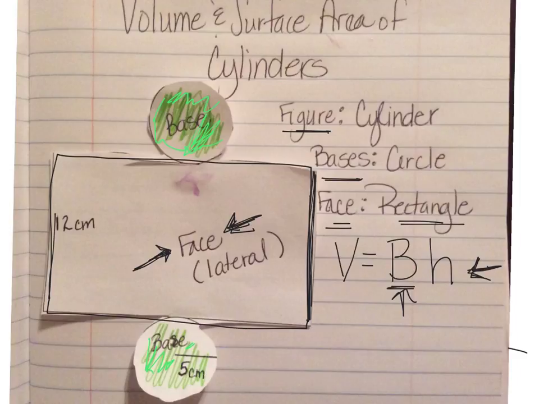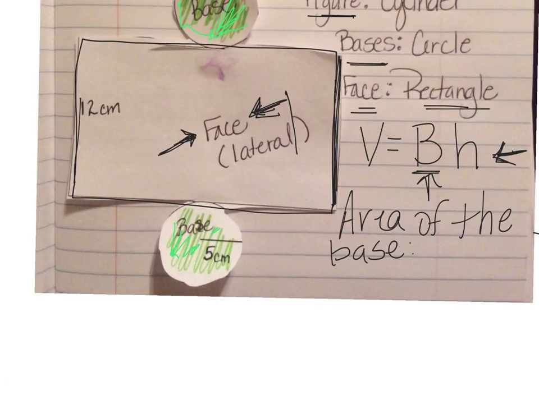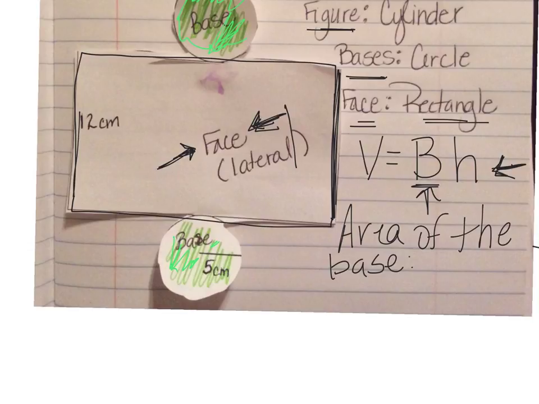So the first thing we have to do is find the area of the base, and the base is a circle. So you need to push pause, look at your area formulas, and look for the formula for a circle. You should have found that the area equals pi, which is 3.14, times the radius squared.